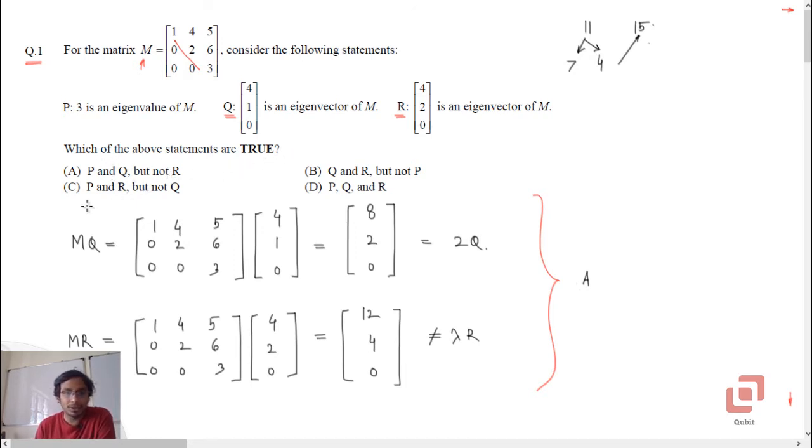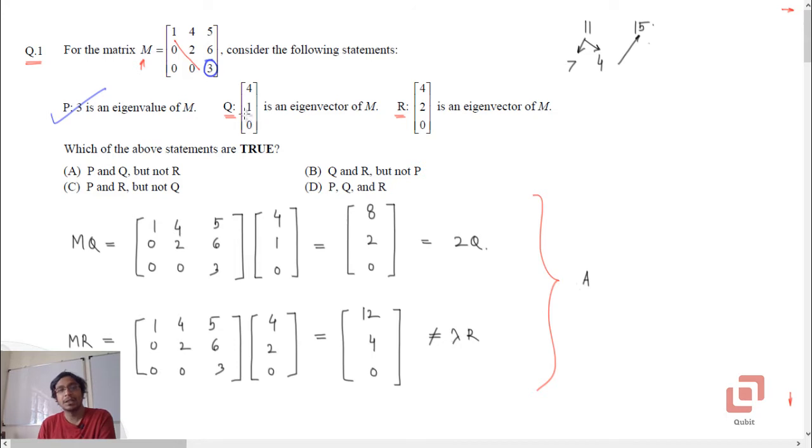P and Q but not R. P and R but not Q. Q and R but not P. And all are true. Now, if you have a diagonal matrix or an upper triangular matrix or a lower triangular matrix, the diagonal elements themselves are the eigenvalues. And observe that the number 3 is present here as a diagonal element. So clearly P is true because 3 is an eigenvalue of M.